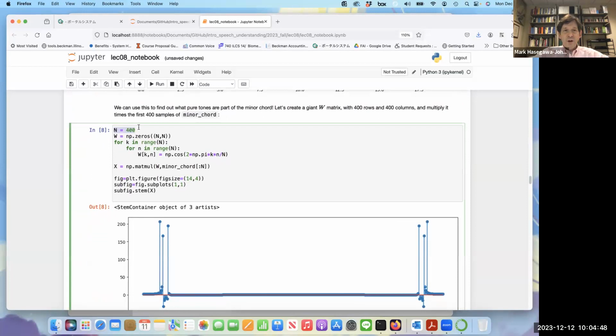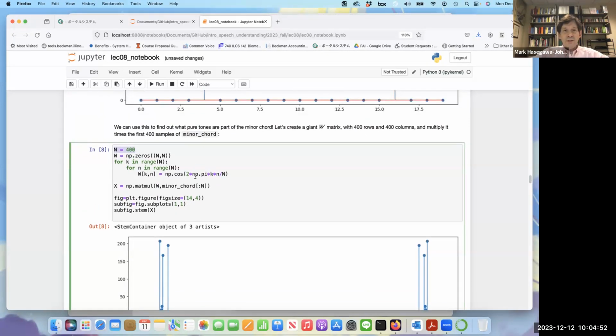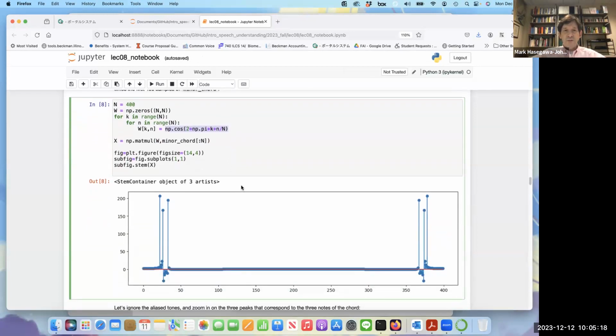Now I'm going to use 400 samples. My minor chord was, I'll just keep the first 400 samples of the minor chord, and I'll make a vector of those first 400 samples. And then I'll multiply that times a 400 by 400 matrix. And in this 400 by 400 matrix, each row will be a different pure tone, starting with 0 periods, and then 1 period, and then 2 periods, and so on. Each will be a different pure tone.